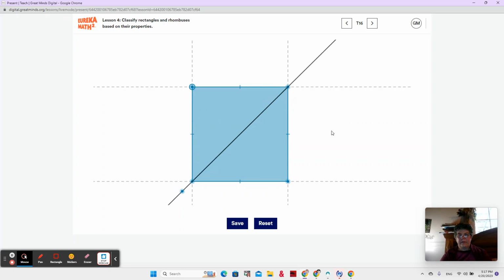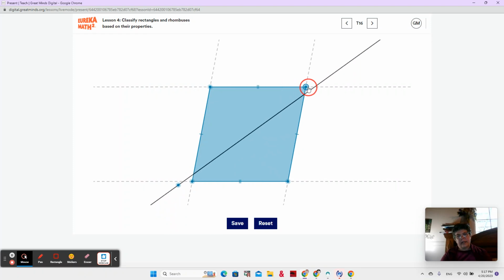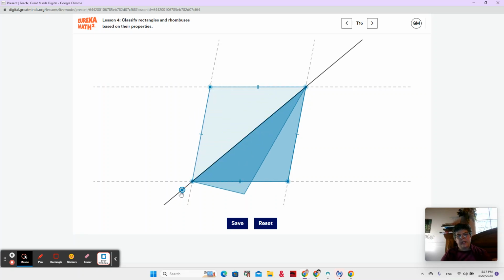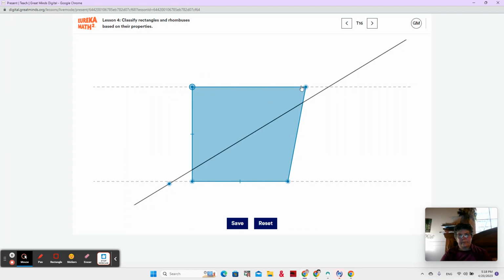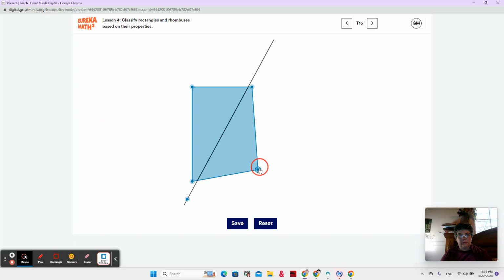Okay, let's try another kind of rhombus. So we need to have equal sides, but it doesn't have to have right angles, right? So let's try something like that. Okay, and then let's put in the diagonal, and it's going to fold straight in half, right? Pretty close, and maybe I didn't have it exactly perfect. All right, let's reset that one. And let's try making it a little bit smaller. That's the only problem. Sometimes it gets a little.